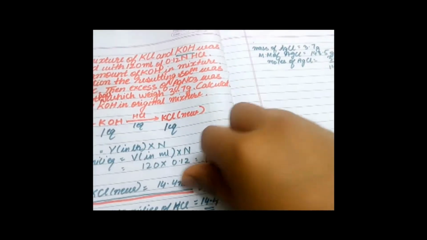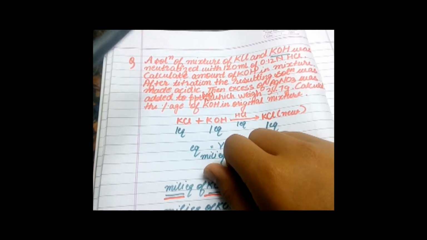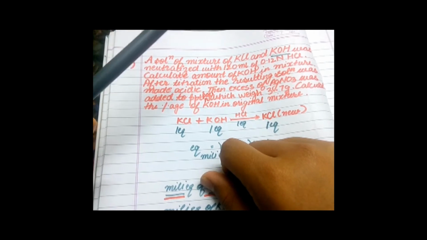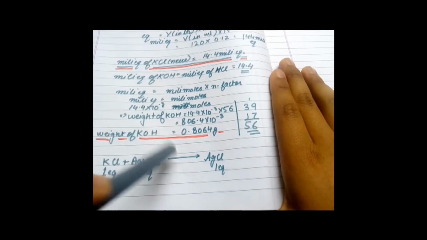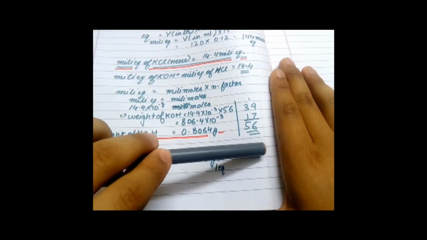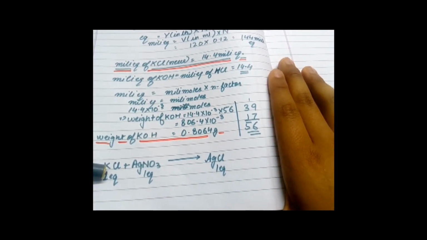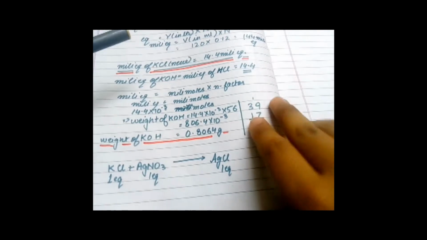So my friends, now we'll be solving the second part of this question, and in the second part, it is given that after titration the resulting solution was made acidic. Then excess of AgNO3 was added to precipitate the AgCl, which weighed 3.7 grams. Calculate the percentage of KOH in the original mixture. Now here I have written down the equation, that is the KCl reacts with AgNO3 to give AgCl. Now as it is not the mole method, we do not need to write the whole equation and balance it. We can simply write according to the equivalence theory that one equivalent KCl reacts with one equivalent AgNO3 and gives one equivalent AgCl. Isn't that easy, friends?